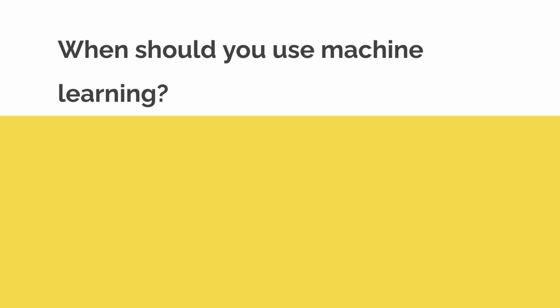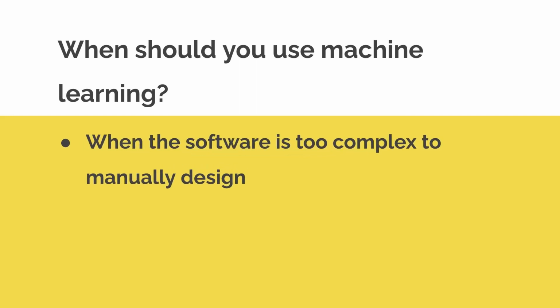When should you use machine learning to solve problems? Well, there are two main cases. Number one, when the software or algorithm that you need to build is too complex for you to manually design. For example, if you're trying to perform image classification, classifying images into what is inside of them, like dogs, cats, birds, well, that algorithm can be too complex for you to design because you have to find a way to represent each image with code.